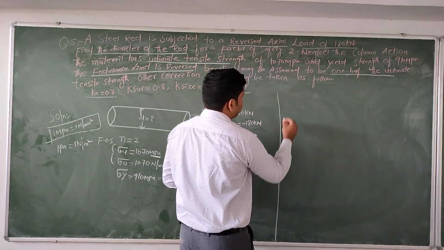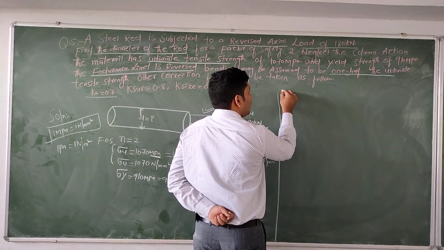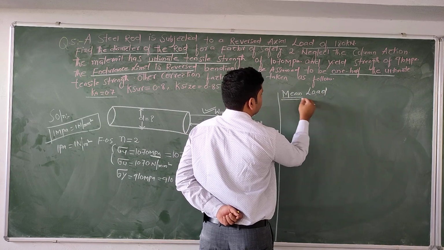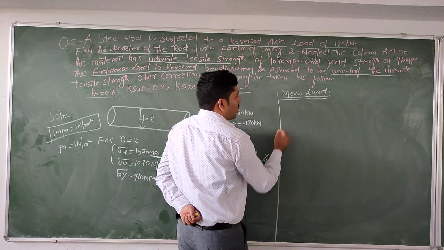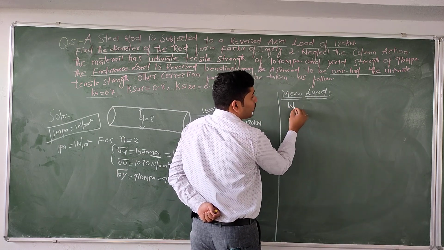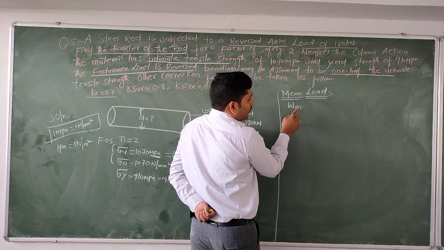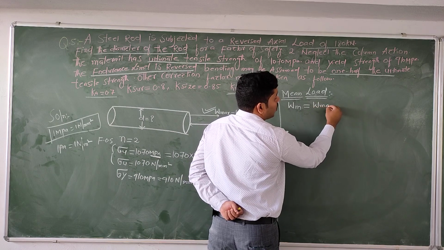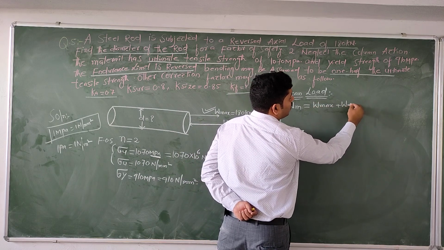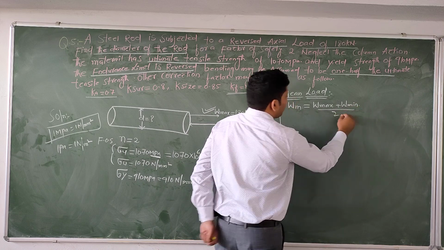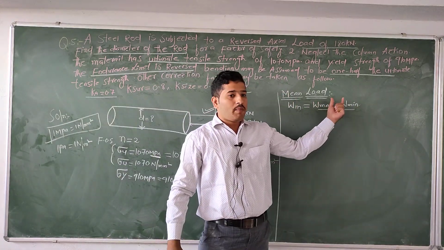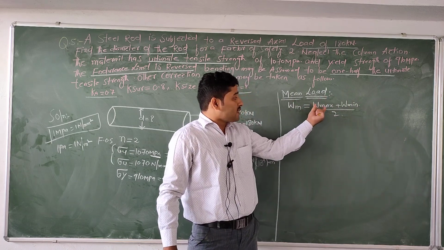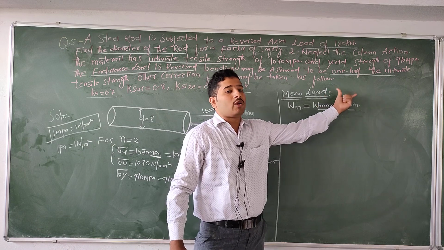First thing is, we need to find out the mean load. So mean load, if you want to find out, we need to represent by Wm. Means mean load should be equal to the maximum load plus minimum load by 2. What is the formula of mean load? The maximum load plus minimum load by 2. For the variable load, you just need to change it to the maximum load minus minimum load by 2.